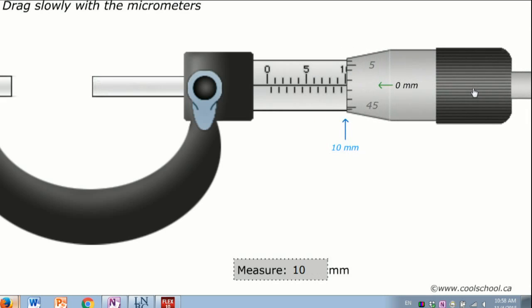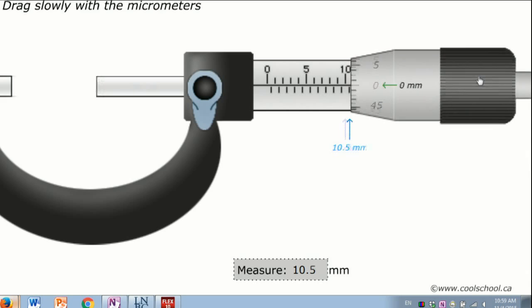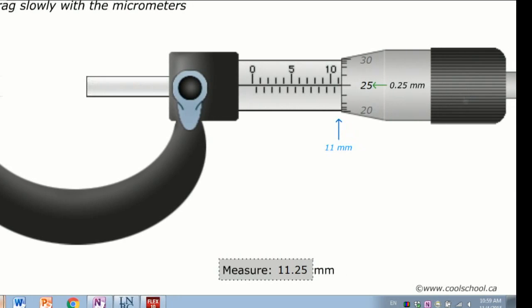So there's 10. When it's just lined up perfectly with this at the 0, you have exactly 10, and it says 10 down here. If I pull it out a little bit farther, we end up with, there's 10.5 right there, and then I'm lined up with 0 again, so that's 10.5. Let's try to go between two numbers.